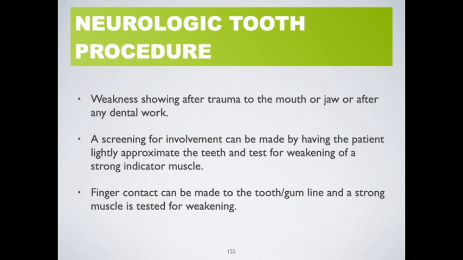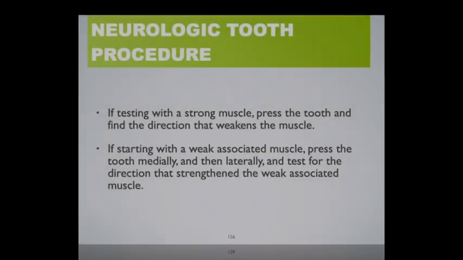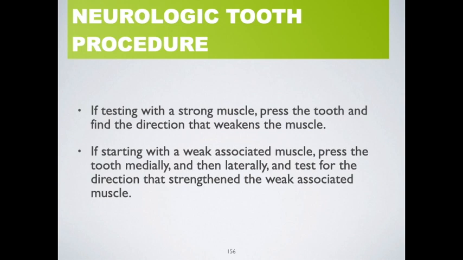If you get a weak indicator muscle with a TL to a tooth gum line, or to say 2 or 3 teeth, then you go 1, 2, 3, and you find which one is the actual positive, like we would the pulse points. And then you challenge the tooth buccally and lingually, and you look for weakening.